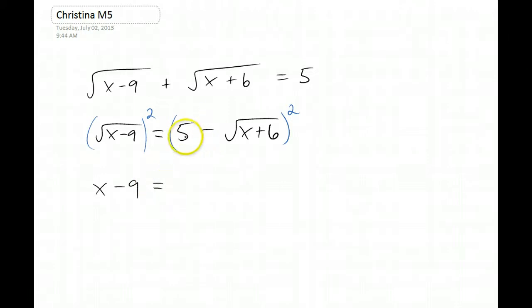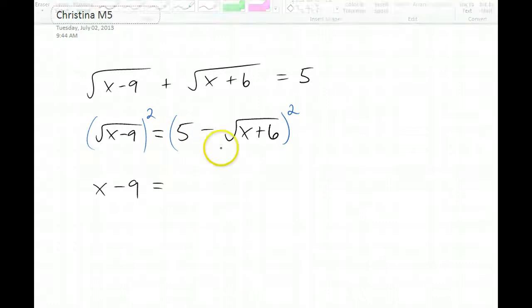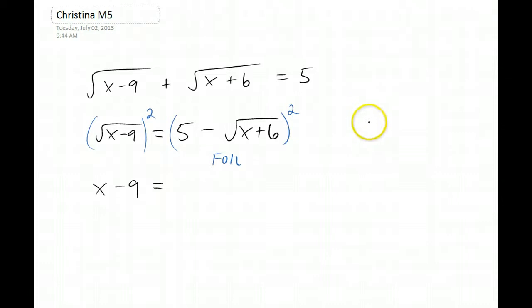Now on the right side, you actually have two terms. You have the 5 and you have the square root of x plus 6. Those two terms, if you want to square that whole thing, you actually have to FOIL it out. You have to FOIL or multiply it out. You have to think of it like this: 5 minus root x plus 6 times 5 minus root x plus 6. And you want to multiply the first two terms, the outer two terms, the inner two terms, the last two terms.